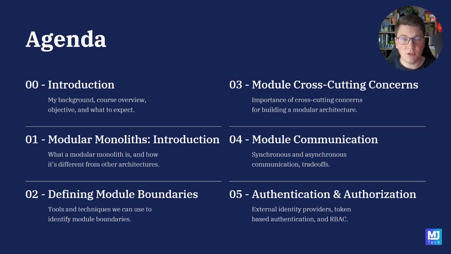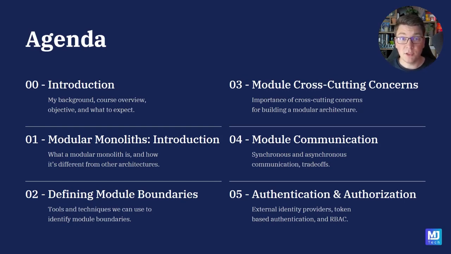In the second chapter, we are going to explore some tools and techniques that we can apply to our problem domain to identify potential module boundaries. In this chapter, we will also start building our sample application. In the third chapter, we will be dealing with cross-cutting concerns inside of the modular monolith architecture. In the fourth chapter, which is one of my favorites, we will be talking about module communication patterns, and we will cover synchronous and asynchronous communication between modules, how to implement them, and what are the trade-offs that you would be making when choosing one over the other.